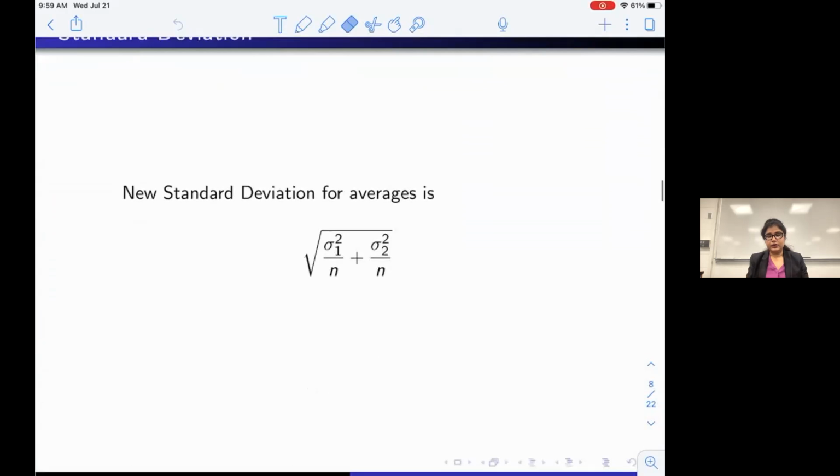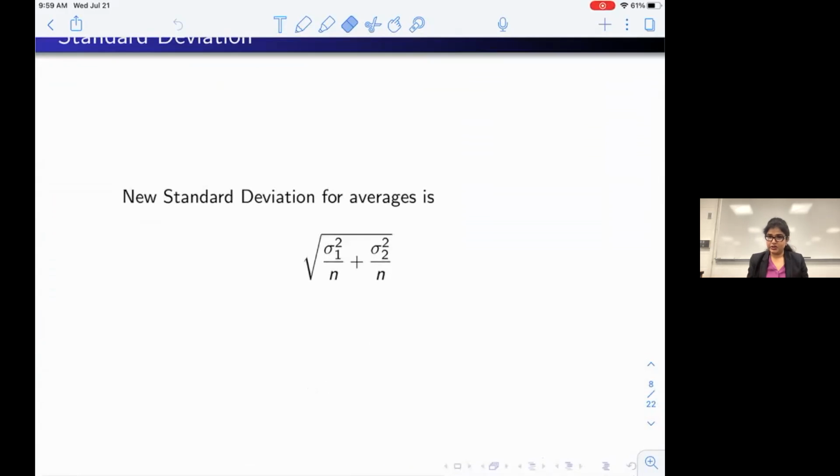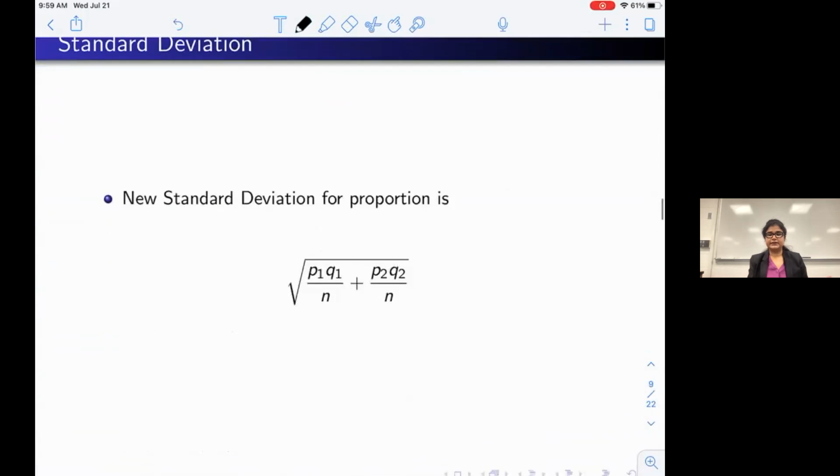If you are looking for the standard deviation for the averages of the two groups, it is some sort of like this, which is like the average of the standard deviations, but sort of like this. But you don't need to work it out because the calculator will do it for you. You just need to know that if you are looking at the standard deviation for the averages of the two groups, you use this formula. Or if you are looking for the standard deviation for the proportions of the two groups, then it is some sort of like this, which is the formula that you can look at.